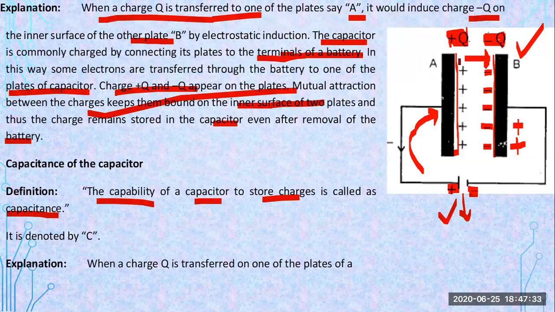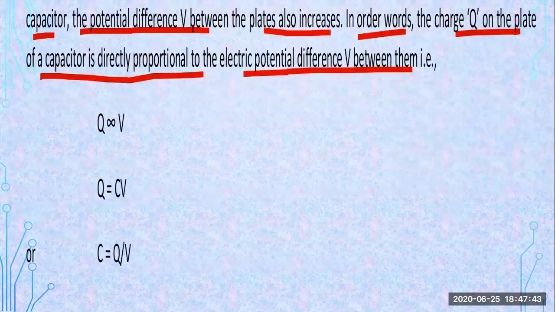The more the charges, the more the potential difference increases. The fewer the charges, the less energy on the plates, meaning less potential difference. So the charge is directly proportional to the electric potential between the two plates. It means the more charges stored on the plates, the more potential across the plates. The fewer the charges on the plates, the less potential across the plates.